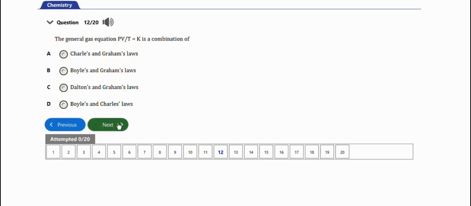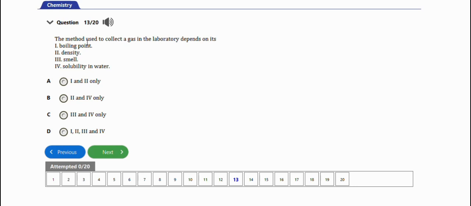The next substitute question will be this one. It says the method used to collect gas in the laboratory depends on, we have boiling point, density, smell, and solubility in water. So the right option is the one that has the density and the solubility in water. That's option B. Okay, II and IV are correct.